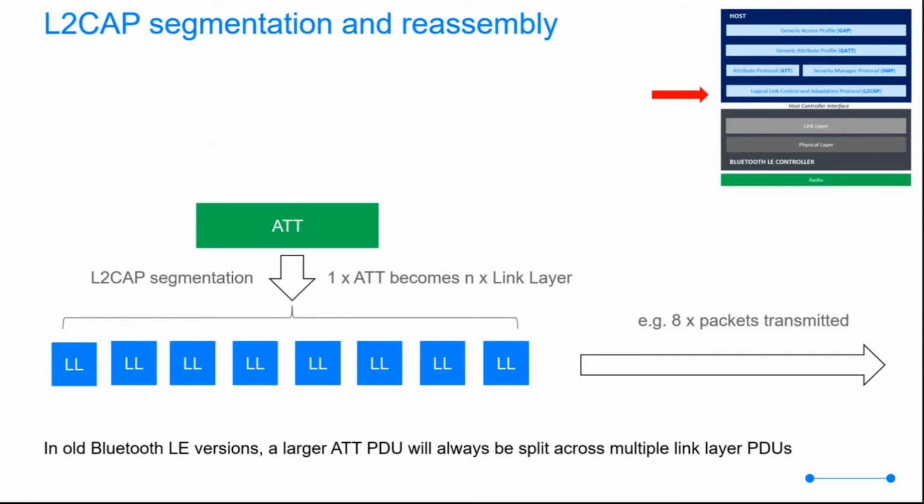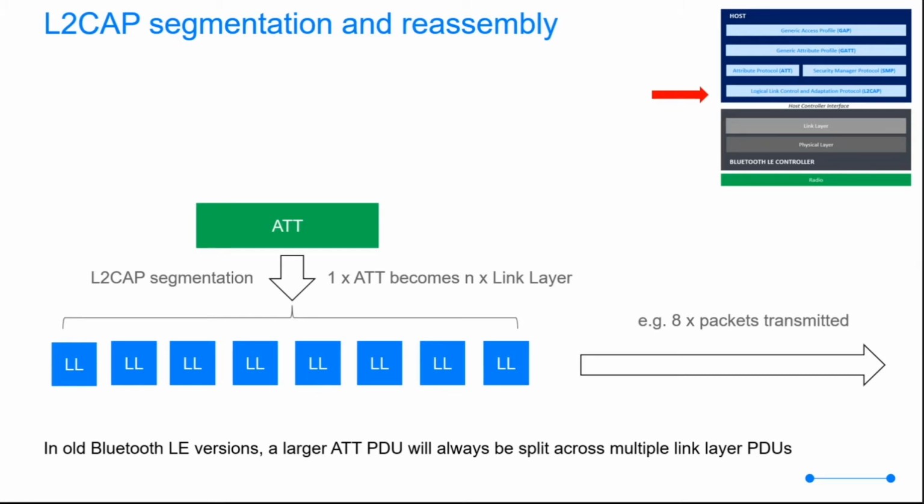So if we drop down one layer in the stack to the L2CAP layer, and I've got a depiction on screen of where L2CAP sits in the stack, just to remind you, right underneath the attribute protocol, we have a similar issue. L2CAP has its own MTU size, and its job is to pass packets to the link layer down in the controller, having received its packets from the layer above, the attribute protocol.